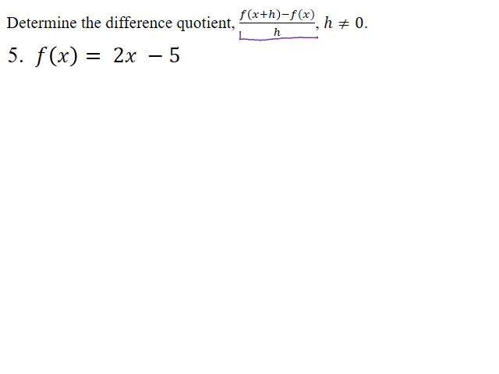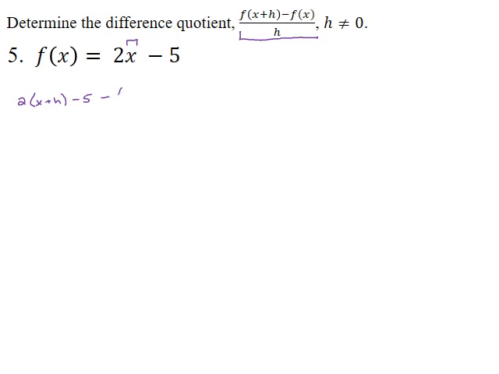So let's look at this difference quotient here. When it says f of x plus h, that means that you are going to replace the x in the original function with an x plus h. So to start that off, it would be 2 times x plus h minus 5. So I just took the original function and changed the x.